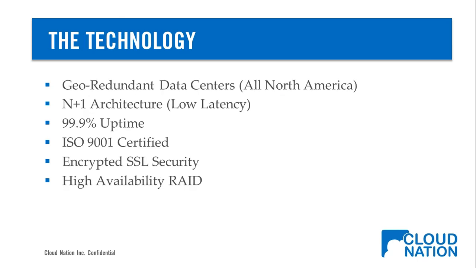Just briefly, the technology we've got: we've got 3 data centers, all based in the United States, geographically dispersed. So we have geo-redundant data centers. N+1 architecture is architecture that just deals with low latency. And if you sign up for a free trial, you'll see that you can't see the latency. 99.9% uptime in our SLA.